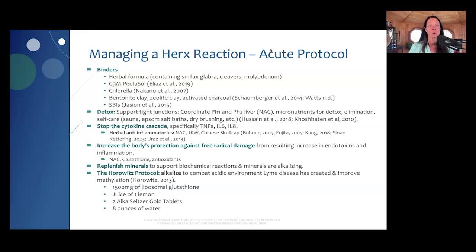I specifically say minerals here because minerals overall are alkalinizing, right? And again, that's one of our sort of three-pronged approach here to dealing with a Herx is to bring alkalinization to the body. Now, Dr. Horowitz has a protocol to alkalize and combat the acidic environment that Lyme creates and improve methylation. So, this includes using 1,500 milligrams of liposomal glutathione, the juice of one lemon, two Alka Seltzer Gold tablets, and 8 ounces of water.